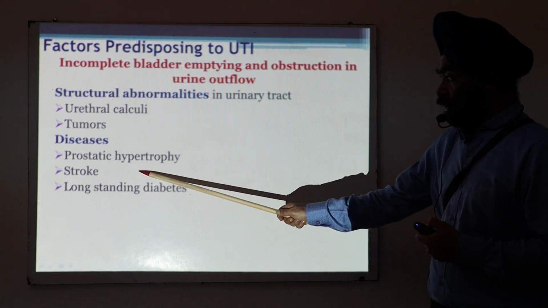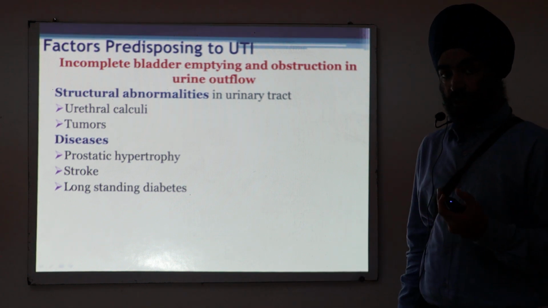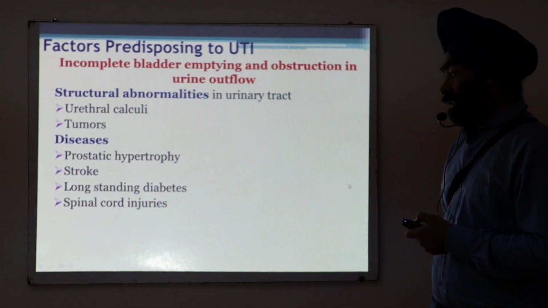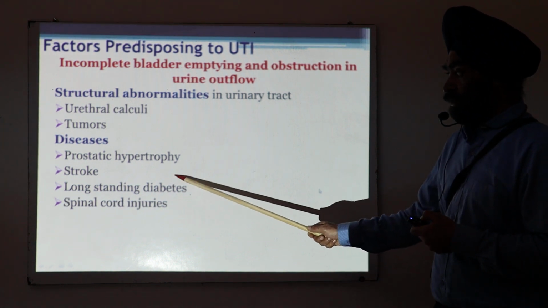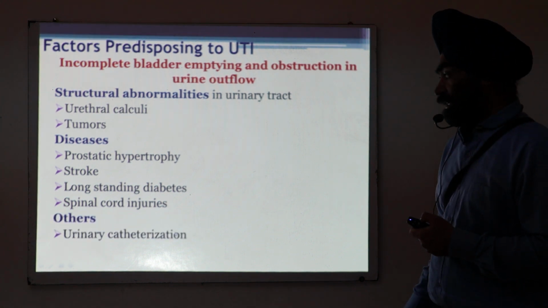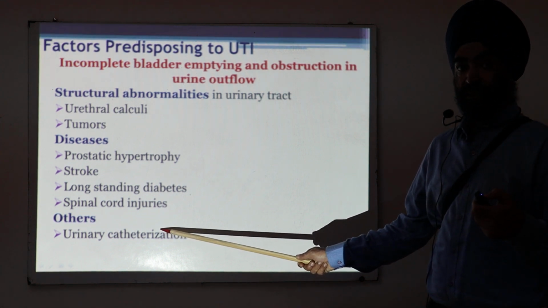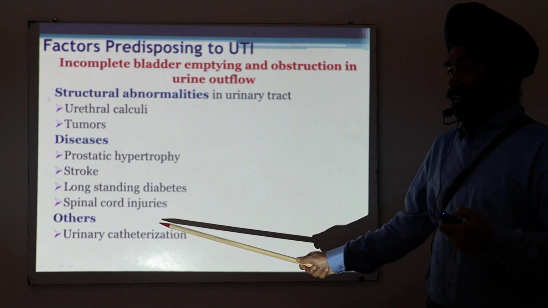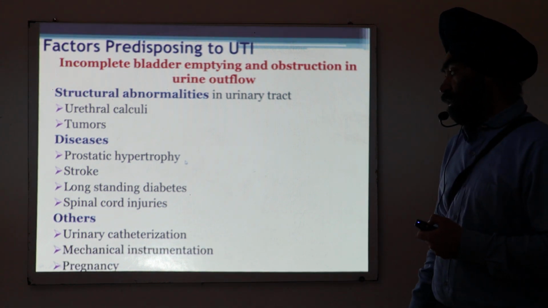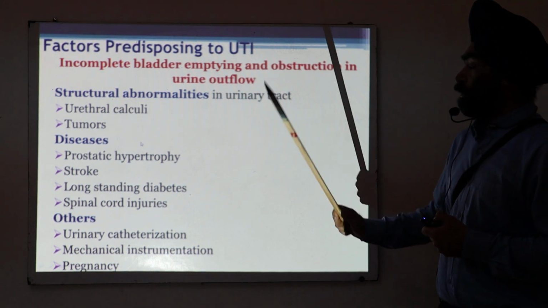In these conditions, stroke, long-standing diabetes, the ability to flush out the urine is reduced. Spinal cord injuries, because nerves become non-functional. And other conditions like urinary catheterization, a very important factor. If the catheter is attached in the urinary system, then it is a very important factor for the development of UTI. Then mechanical instrumentation or pregnancy. So these are the factors that may predispose to UTI.